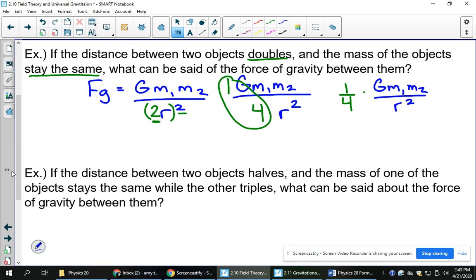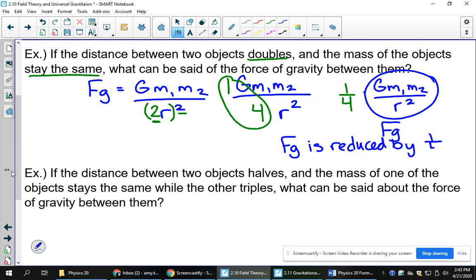So by doubling the distance between the objects, it actually makes Fg 1/4 as big. So we could say this as: force of gravity is reduced by 1/4 when the distance between is doubled.